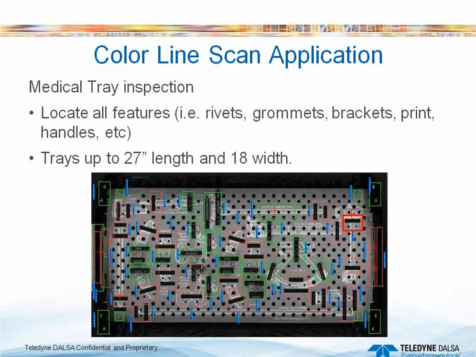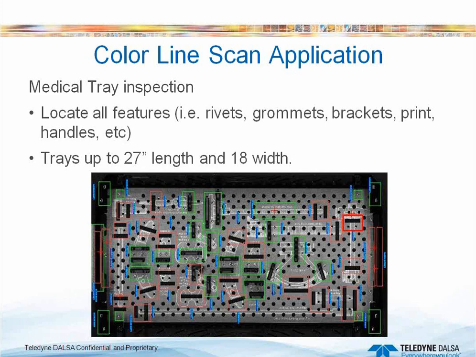The next inspection was a color line scan. The reason that we used a color line scan for this medical tray is because there was a lot of color information as well as just intensities. We have to look for rivets and grommets and colors of grommets and colors of brackets and color prints and handles, and a lot of information that could have been detected on a monochrome system, but you also have to detect this to make sure that similar brackets of different colors were put on.